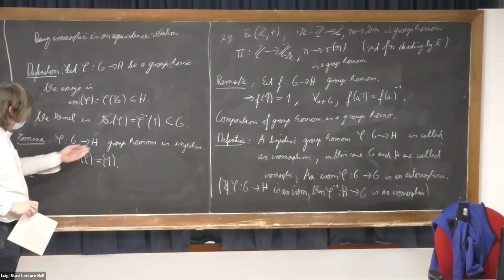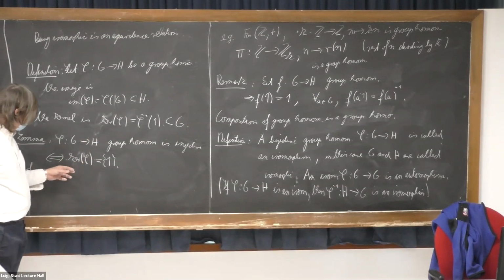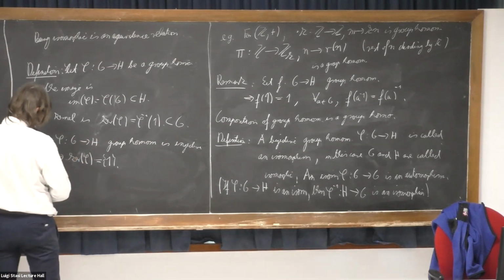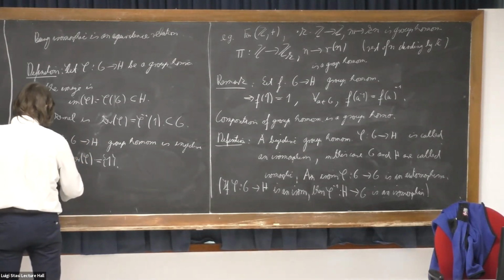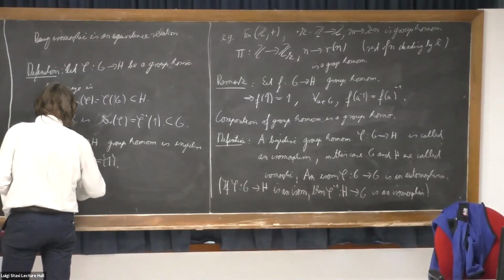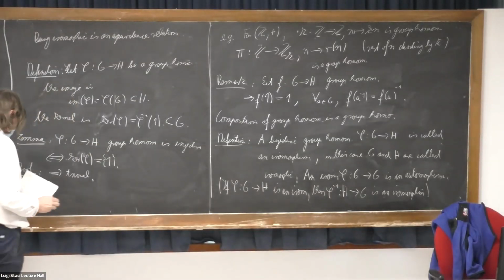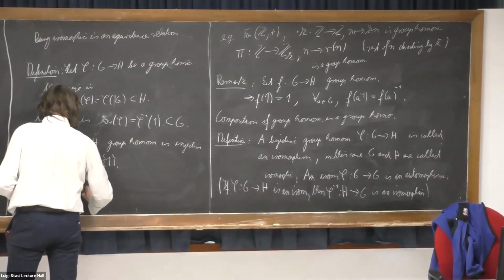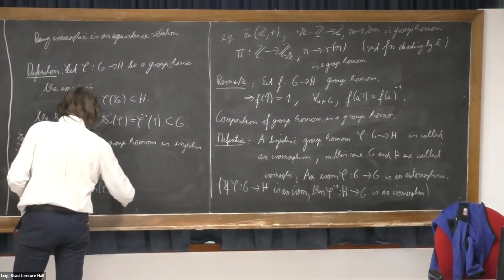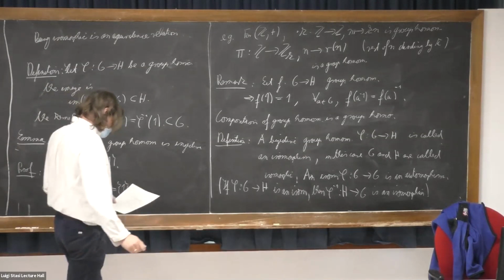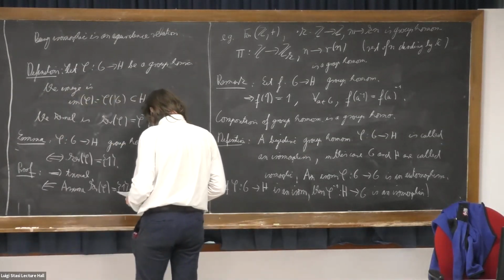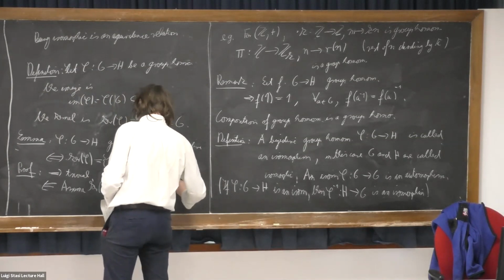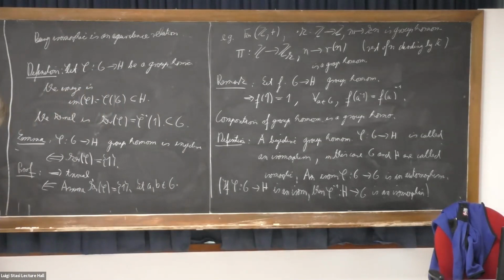So obviously, if the map is injective, then it follows that the kernel only consists of one. That's one direction. The other direction is not much more difficult. So assume the kernel of F is just 1. So we take two elements A and B in the source, which map to the same thing.